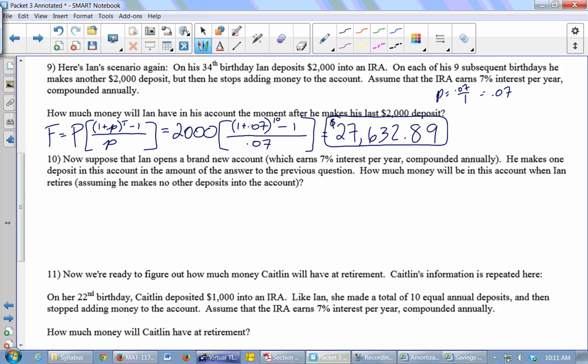All right, so now we have to do the second part. So now he's done investing. He's done putting money into this account. Now we're just going to let this grow until he retires. So the formula for money that you just plunk into an account and let it grow for a certain amount of time is P times 1 plus r over n to the nt. That's money that you just plop in there and watch it grow. So his P, his principal, his initial investment is the $27,000. That's how much he has now.